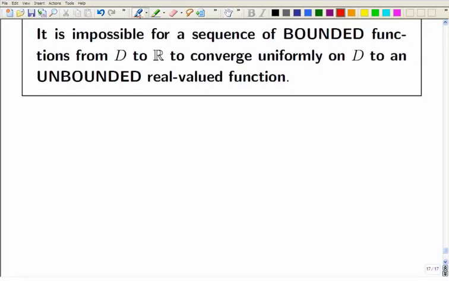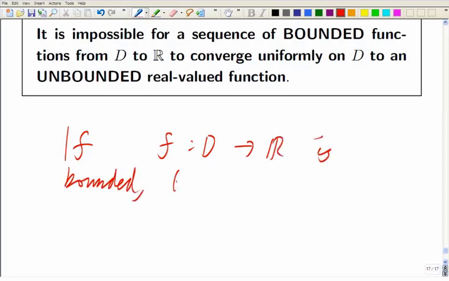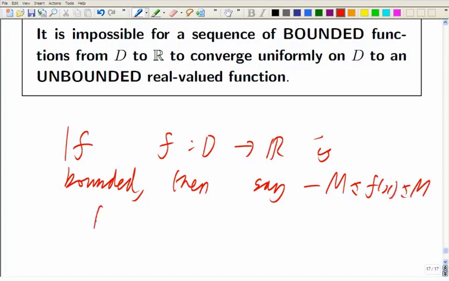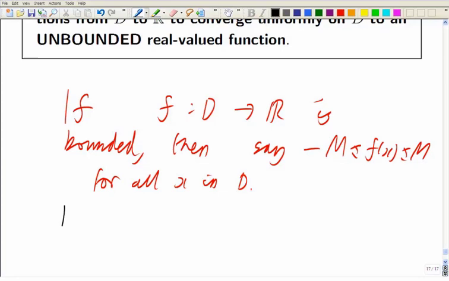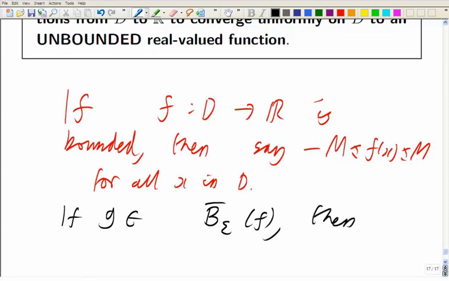is that you suppose you've got a bounded function. If f from D to R is bounded, then say minus m is less than or equal to f of x is less than or equal to m for all x in D. And then if G is in that little epsilon ball centered on F, then the smallest G can be is minus m minus epsilon, and the biggest G could be is plus m plus epsilon. So that's G of x for all x in D.